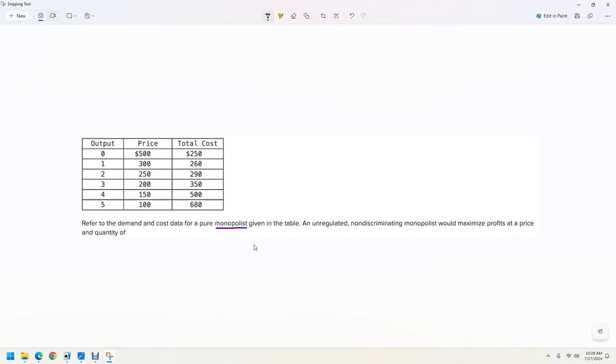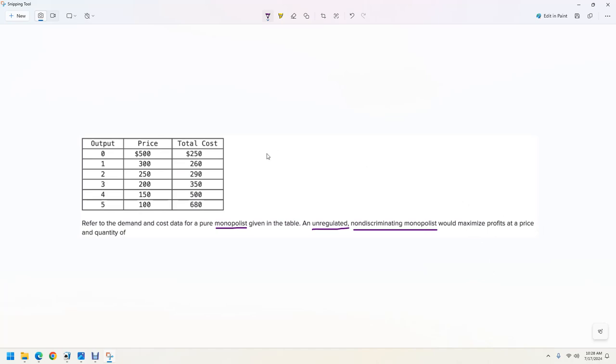Monopolist means a firm or a producer that has some price making ability. They don't have to take the market price. They can choose whatever the best price is for them. Unregulated means the government will leave it alone. Non-discriminating means that everybody's going to pay the same price, regardless of who the customer is or how many the customer wants to buy. And we want to maximize profits.